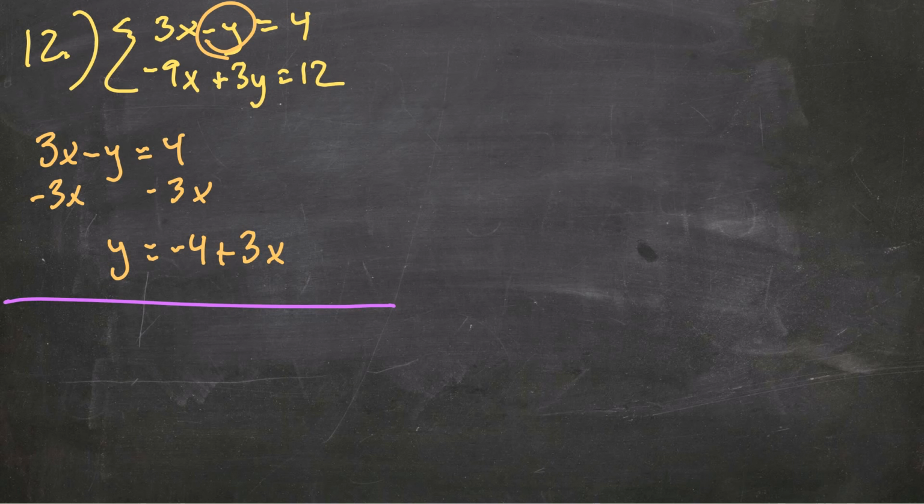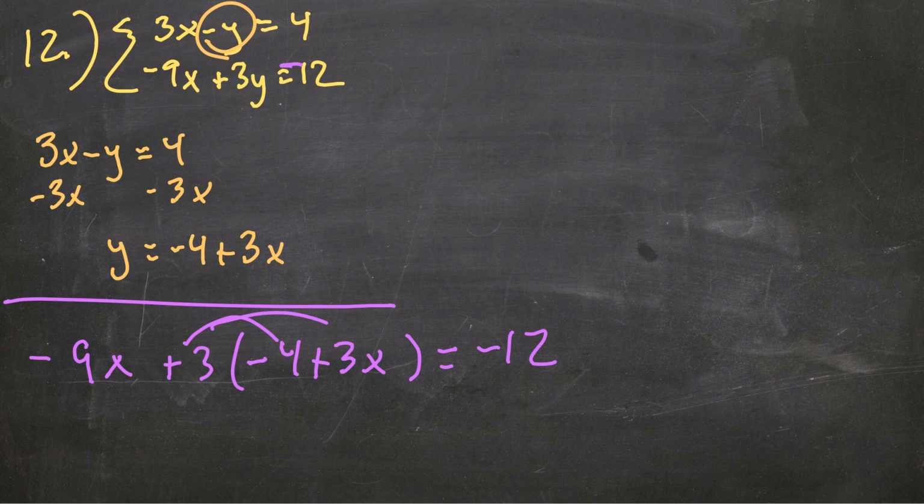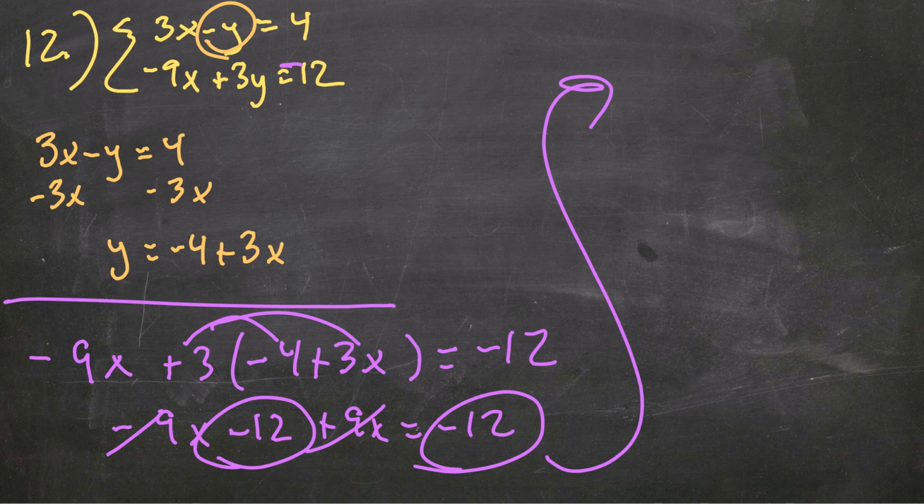Step 2, I'm going to use the bottom equation, minus 9x plus 3, and this time I'm going to put in minus 4 plus 3x, and that's a negative 12 there. So this is going to be equal to negative 12. I'm going to distribute. I get minus 9x plus minus 12 plus 9x equals negative 12. The x's cancel, so I'm left with negative 12 equals negative 12.